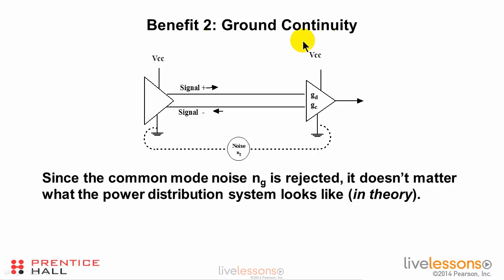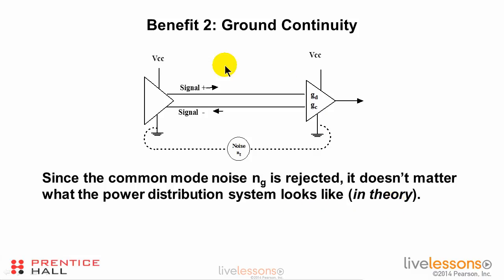Benefit 2 is ground continuity. If we have a positive signal on this trace and a negative signal on this trace, then there's no signal going through ground. The only noise on the ground at all is just noise. Common mode rejection ratio should reject that noise. And so since the common mode noise is rejected, it doesn't matter what the power distribution system looks like, in theory anyway. I'm going to show you later that that argument doesn't necessarily hold.